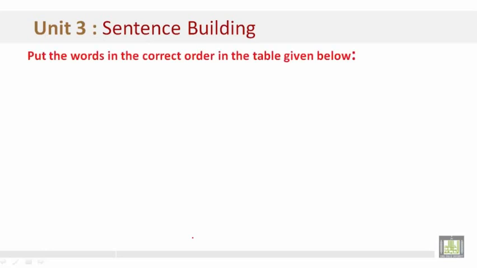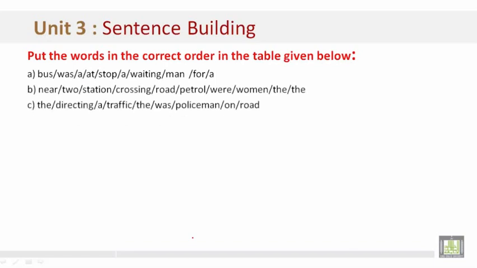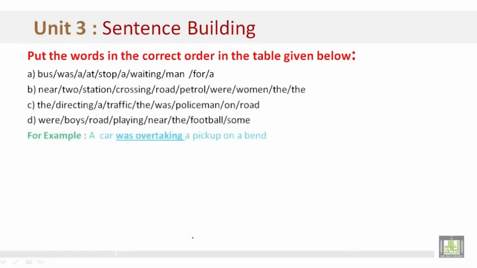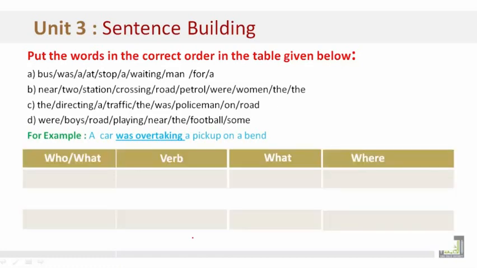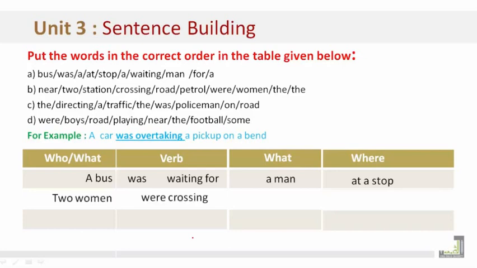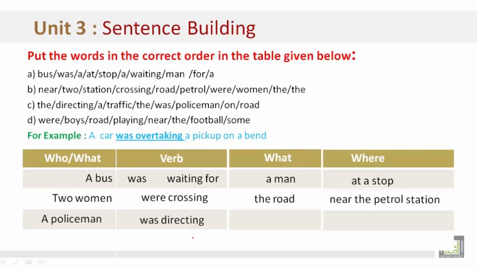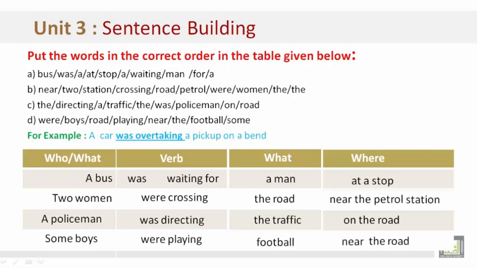Sentence building. Put the words in the correct order in the table below. Let's look at examples A, B, C, and D. For example, a car was overtaking a pickup on a bend. Let's fill in the chart. A bus was waiting for a man at a stop. 2 men were crossing the road near the petrol station. A policeman was directing the traffic on the road. Some boys were playing football near the road.